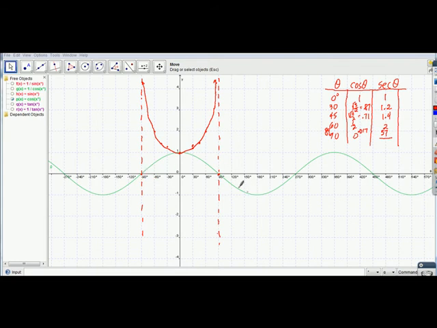Let's see what it does over here. But every 180 degrees, we are going to put an asymptote. Watch this. From negative 90 to 90, that's 180 degrees. Now, where's our next asymptote? Our asymptote is where the cosine was 0. Do you see it? Every time the cosine was 0, the secant is going to be undefined. So let's just draw these in real quick.